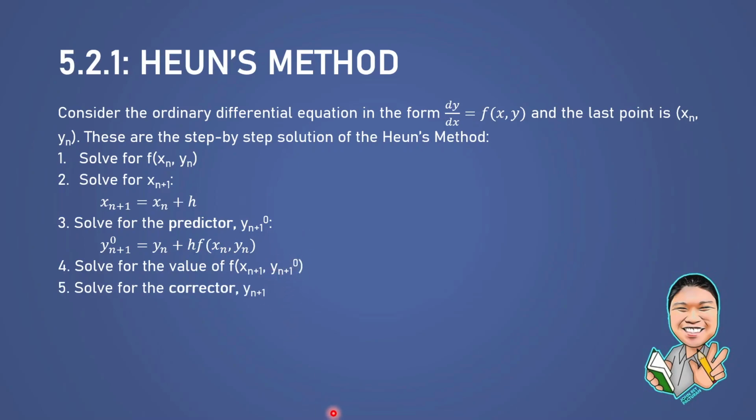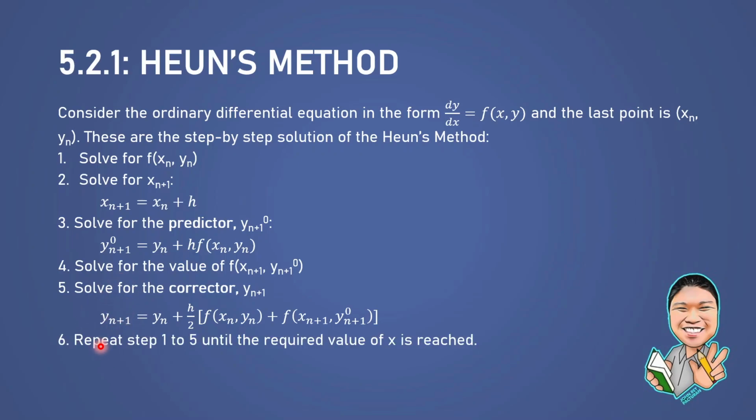Then, after nun is isosolve na natin yung corrector, which is yung y sub n plus 1 na talaga, yung walang naka-raise na 0. So, ito na yung talagang actual na value. So, yung y sub n plus 1 is equal to y sub n plus h over 2 times the quantity, f of x sub n, y sub n, which is yun yung mahahanap nyo sa step 1, plus yung f of x sub n plus 1, y sub n plus 1 raised to 0, which is yun yung mahahanap nyo sa step 4. So, just substitute, mahahanap nyo na yung corrector or yung tamang value ng next value of y.